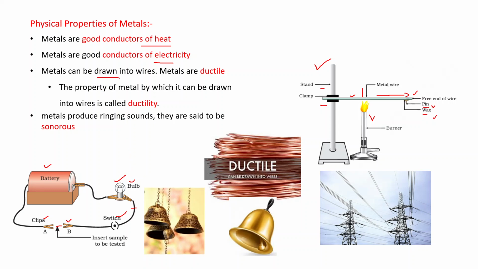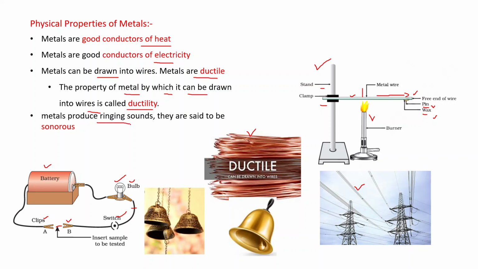Metals can be drawn into wires. That's why we can say metals are ductile. The property of metal by which it can be drawn into wires is called ductility. You are familiar with this. This is copper wire. And see, these are the aluminium wires which are used for the transmission of electricity from one pole to another pole.